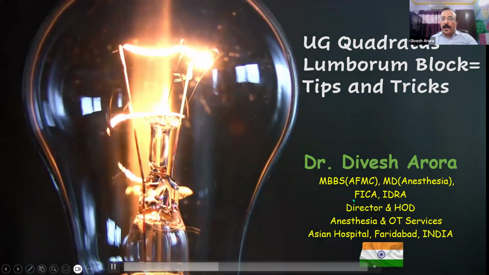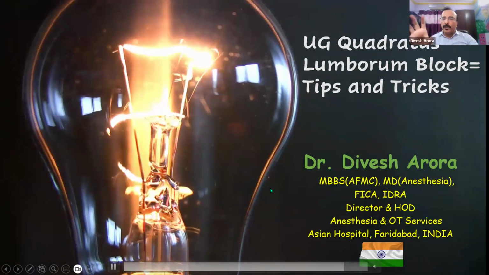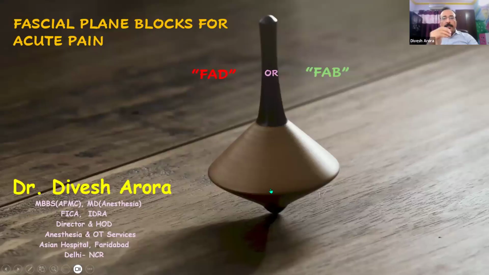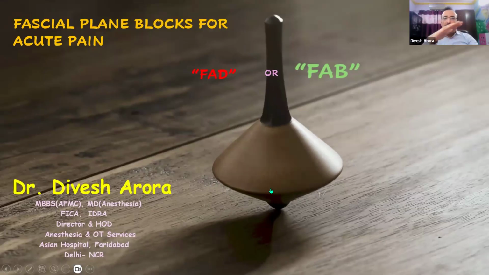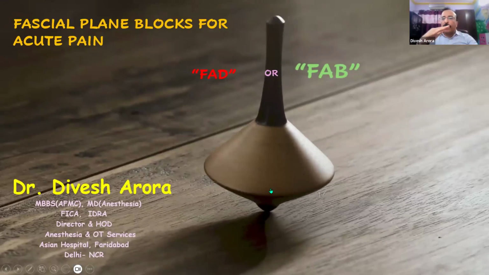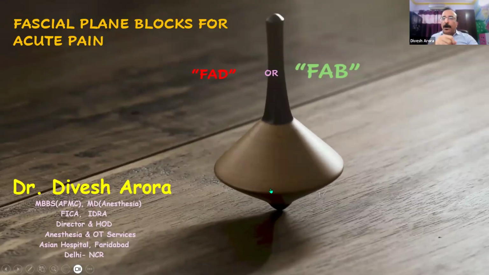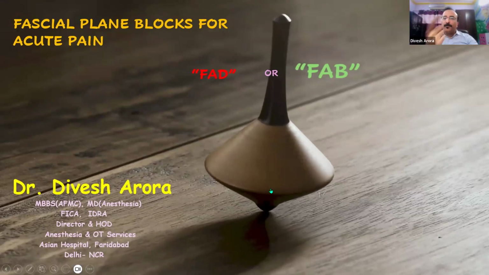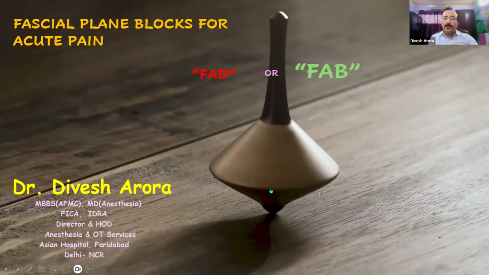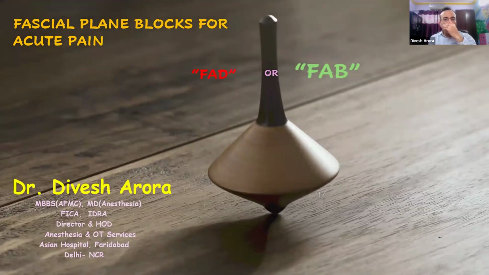So you have seen, I have given my qualifications, where I work, and for international events, obviously you should include your country's flag. This I was speaking in 2024 at the ISIC Patna National Conference, where I was given the topic, fascial plane blocks for acute pain, fad or fab. So I thought it's kind of a googly topic for me, where I have to address both the pro and con sides. So this is how I thought. मेरे दिमाग में आया एक लट्टू घूम रहा है. So I translated it and then put it in the designer, and this is what I got and I used it. So make it more impactful.